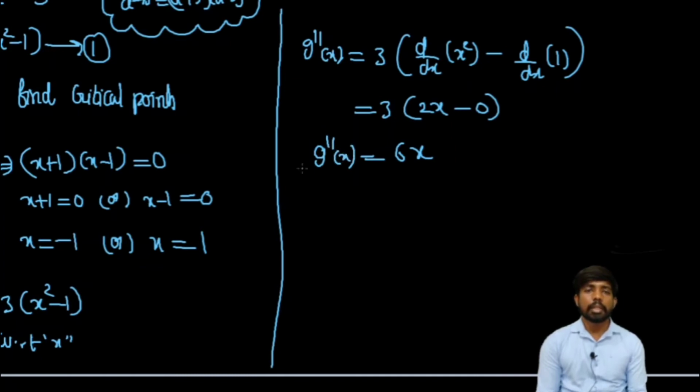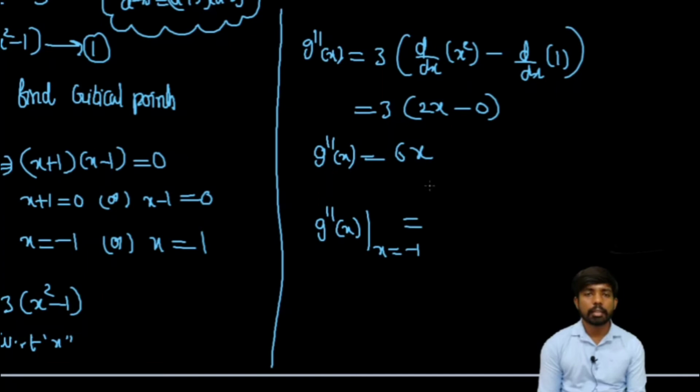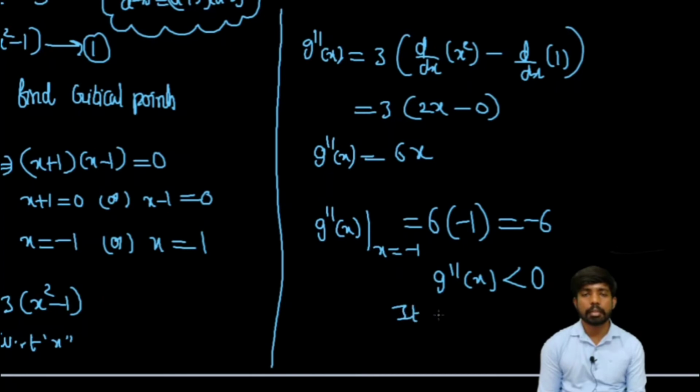Now substitute the critical points. Double differentiation at x equal to minus 1: 6 into minus 1, which is minus 6. Therefore the double differentiation is less than 0. It is the maxima condition. So the maxima is at x equal to minus 1.